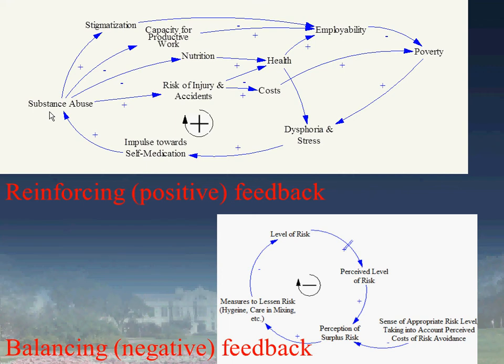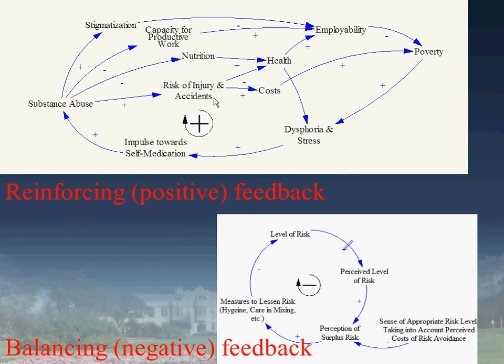Or, it interferes with nutrition, which interferes with health, which lowers employability, which impacts poverty. But the health also impacts stress levels, which may lead people to have this impulse towards self-medication, towards substance abuse, which leads to further worsening a cycle of alcoholism or drug use or what have you. Similarly, substance abuse undercuts capacity for productive work, which leads to problems with employability, unreliability. People don't want to employ them, don't want to be around them, consider them at risk or a liability, and that leads to poverty and again dysphoria and stress and so substance abuse.